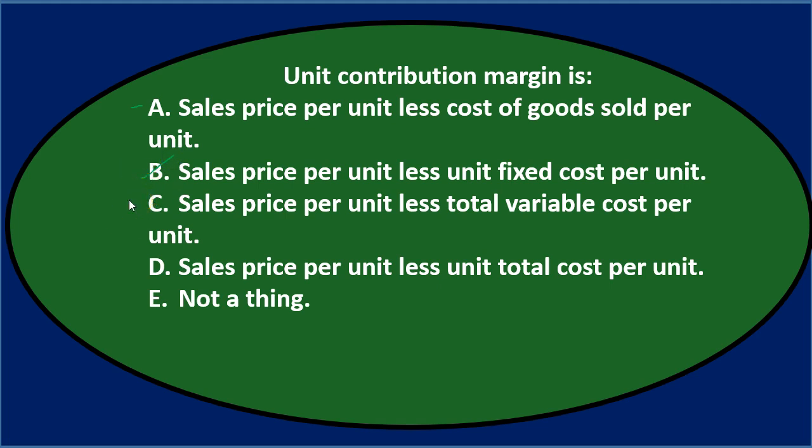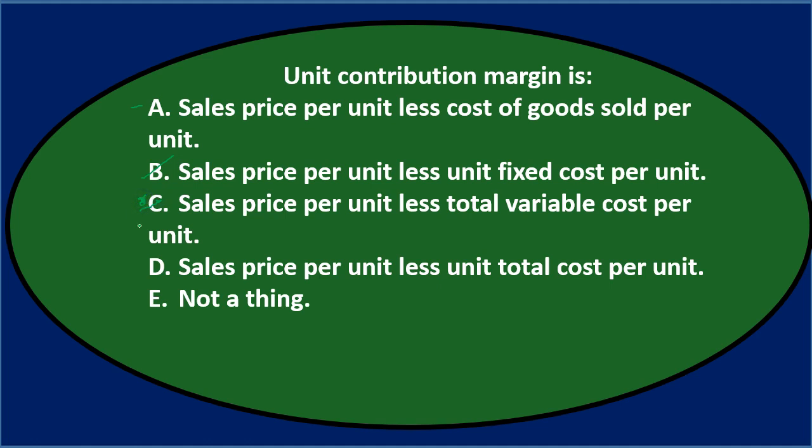C says sales price per unit less variable cost per unit. Those are the two we can usually compare because they act the same. Sales acts and changes in a similar fashion as variable cost. So I'm going to keep that one. I didn't mean to cross it out. I'm going to keep that one for now.